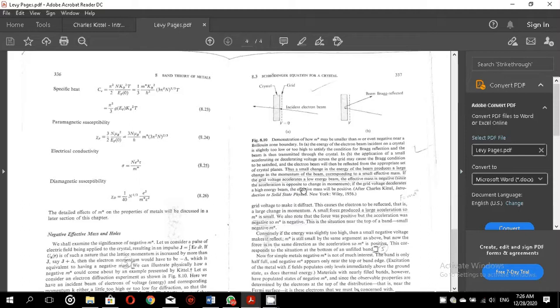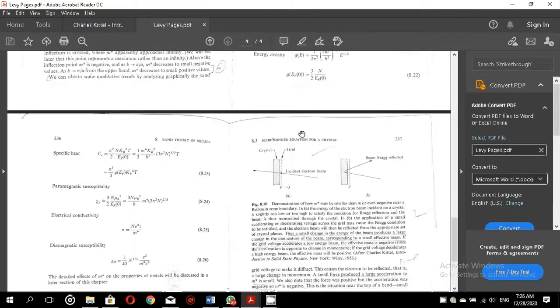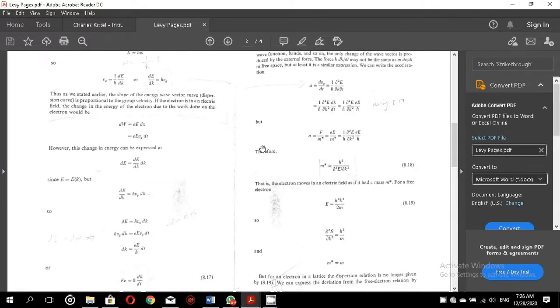So go through these pages for the negative effective mass, and you must go through pages 331 to 337 from Levi, and also the pages mentioned from Kittel. So that will make up your today's lecture.